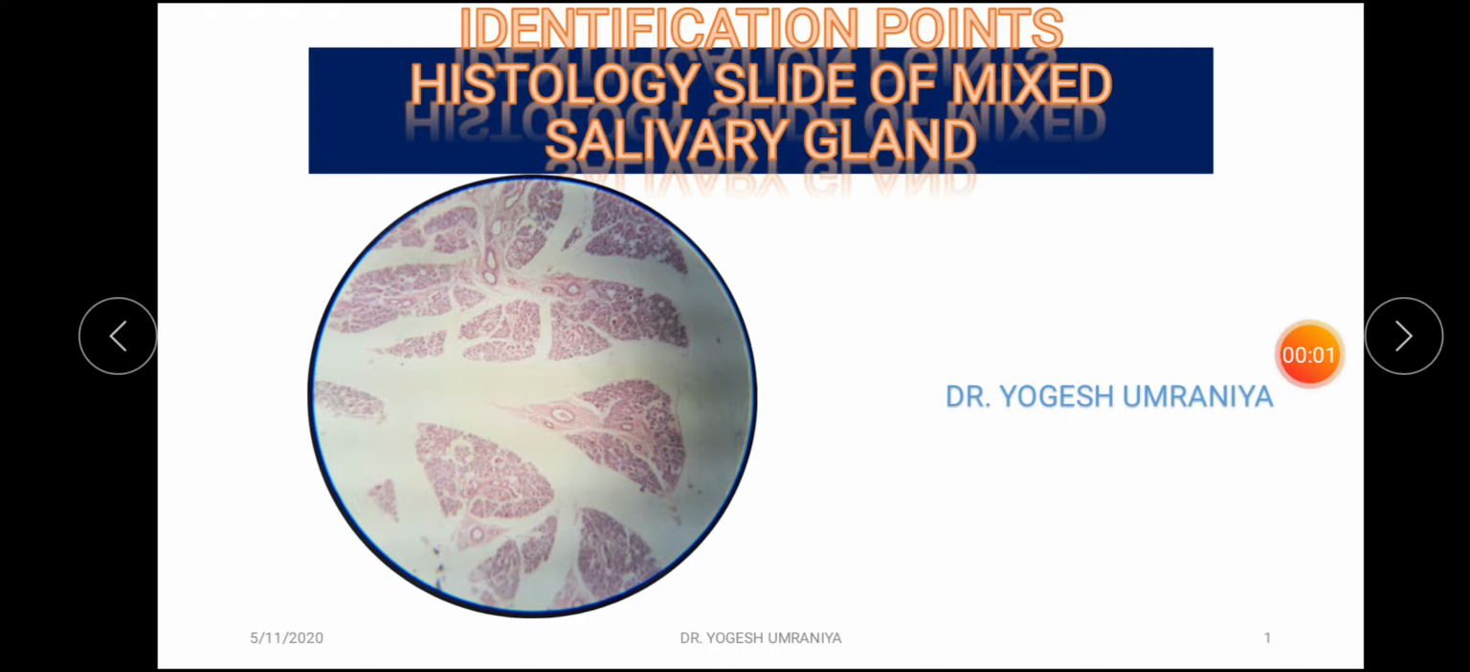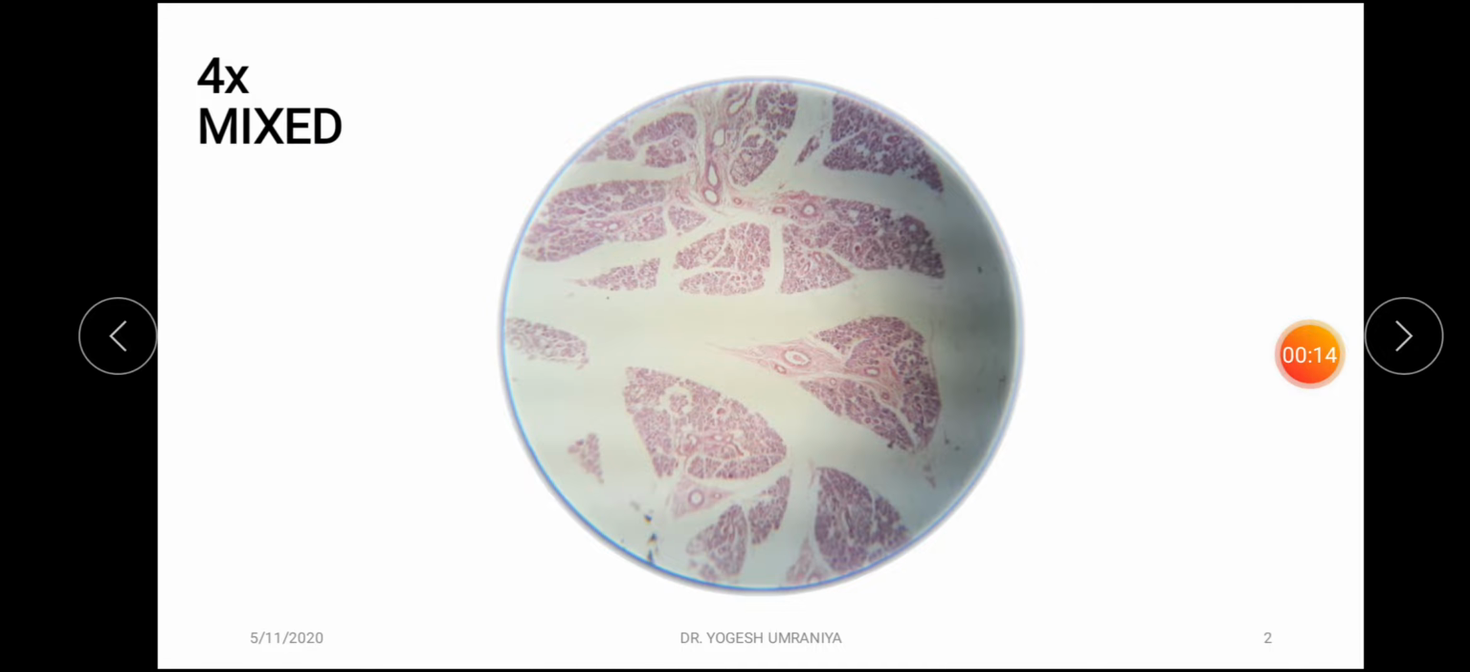So in this video we will discuss the identification points, how to identify the slide of the mixed salivary gland. An example of this mixed salivary gland in human is the submandibular gland. First, this is the image under the thorax glands.